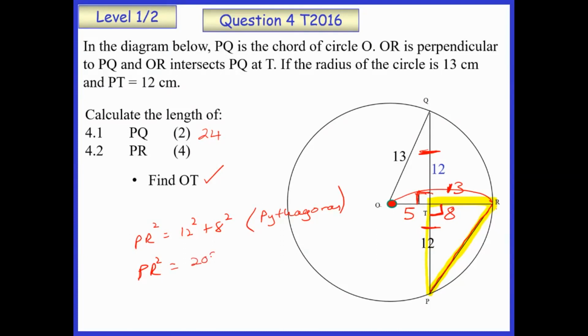Yes, sir. And what is 12 squared plus 8 squared? 208, sir. 208. So we're going to say PR should be the square root of 208. And what is the square root of 208? 4 times the root of 13. 4 root 13. Okay. So that's how we find PR for 4 marks. Any questions before I move on?